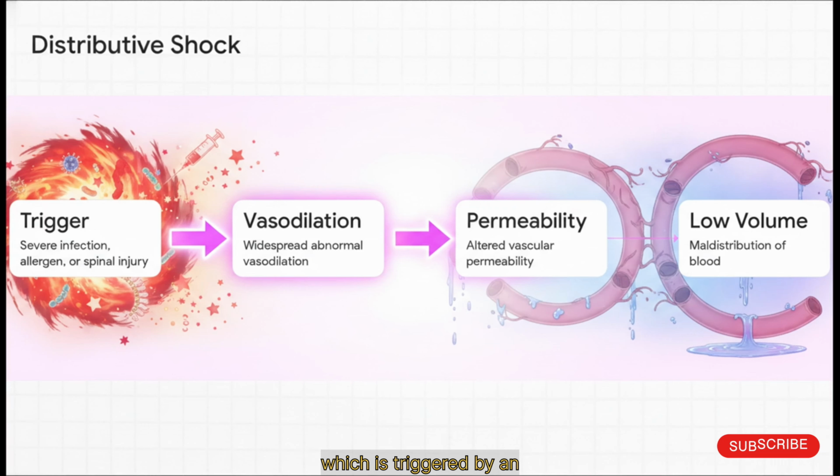First, septic shock, which is triggered by an overwhelming infection releasing inflammatory mediators and cytokines. Second, anaphylactic shock, triggered by a severe allergic reaction causing massive histamine release. And third, neurogenic shock, typically from a high spinal cord injury that severs the sympathetic nervous system, causing an immediate, total loss of vascular tone.